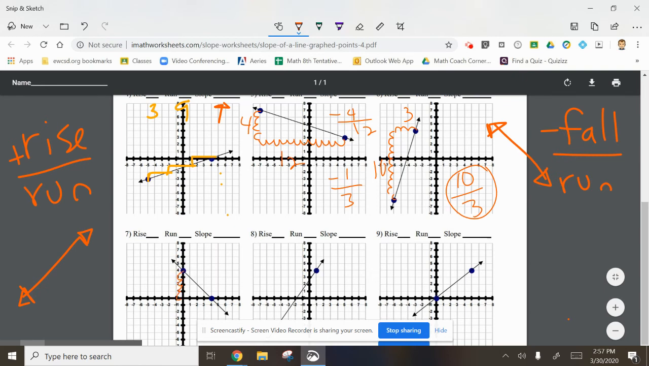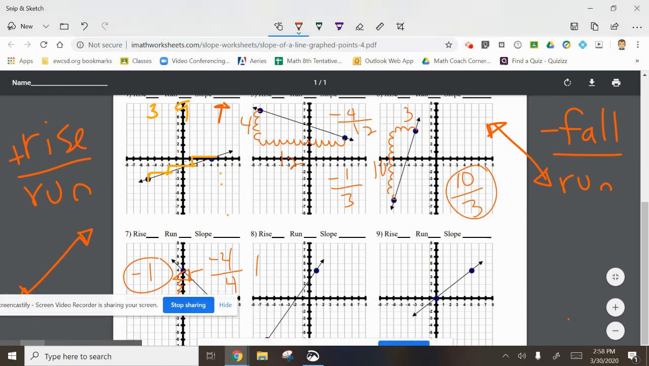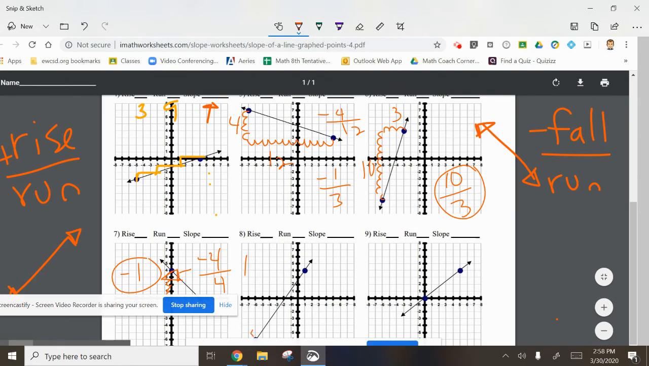Down 1, 2, 3, 4. Over 1, 2, 3, 4. Down 4, over 4. Well, that's going to equal negative 1. 4 over 4 equals 1, right? Okay, and then you can't see this one. It's kind of messed up here. It's hard to see exactly. What would it be? 1, 2, 3, 4, 5, 6, 7, 8, 9, 10. Ignore that 1 there. 1, 2, 3, 4, 5, 6, 7. 10 over 7. Best we can.